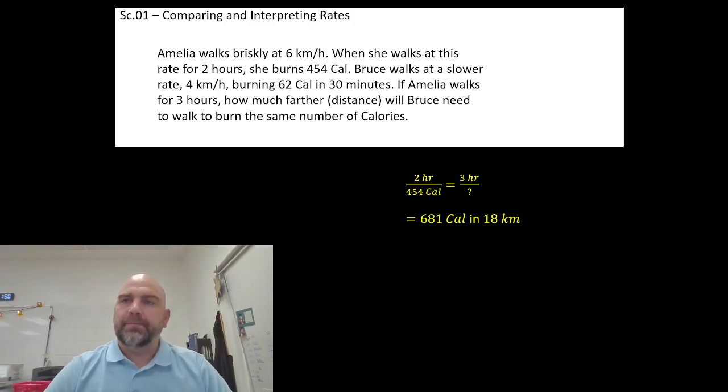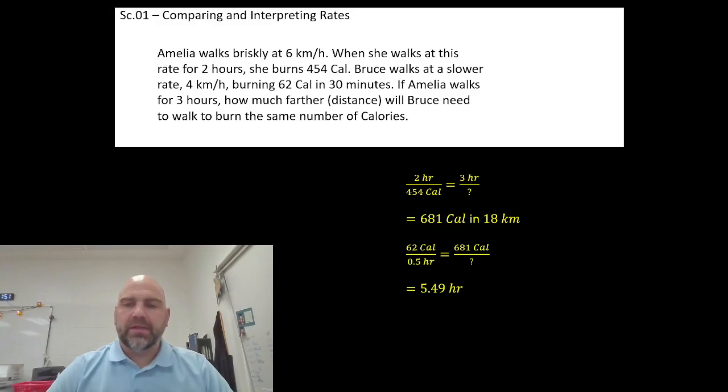Again, that's for Amelia. Now, next, I'm going to do Bruce, and we need to match calories. So I'm going to use a calorie one. I know that Bruce burns 62 calories in half an hour. So how many hours is it going to take for him to burn 681 calories? Again, setting this up as a ratio. Okay, we can compare the two. We have rates. We can compare the two. So calories times hours divided by calories, and we're going to get 5.49 hours.